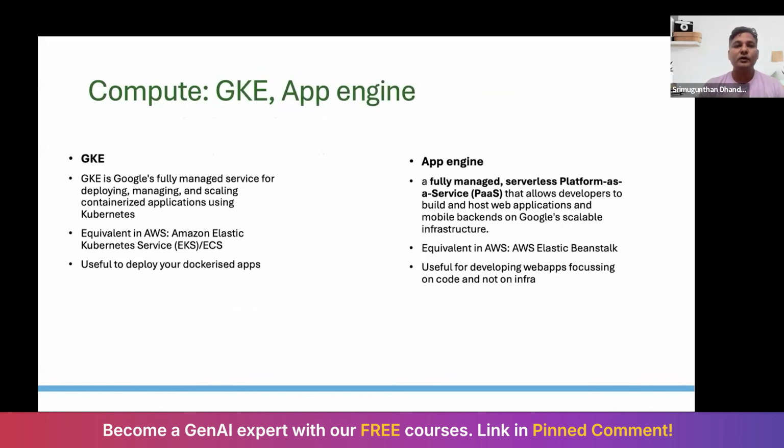In compute, we also want to understand two more: Google Kubernetes Engine and App Engine. Google Kubernetes Engine is again a fully managed service, but for Kubernetes. There is a control plane and there are worker nodes. The control plane is a managed service provided by GCP, and you can use it to deploy Dockerized applications. We will see how to deploy a Dockerized model application in the coming slides.